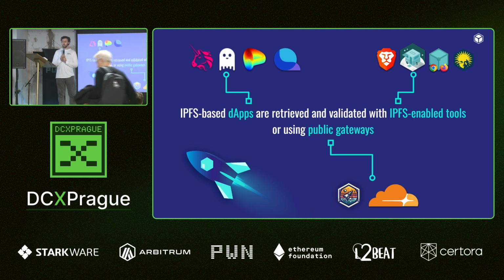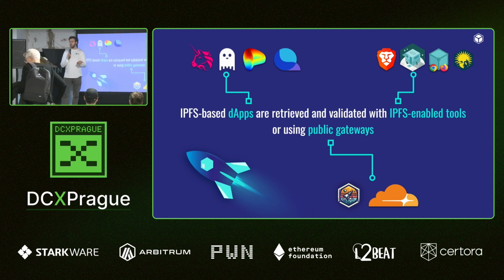So today, IPFS-based DApps are either retrieved and validated with IPFS tools, like some of the ones you see up there, or using public gateways run by some of the groups you see down there. And this is okay, right? When we use the IPFS-enabled tools, we get lots of nice properties. We can fetch the data from anybody. It gets validated. It doesn't matter if somebody wants to lie to us, we'll find out. We won't show a bad wallet DApp to a user.